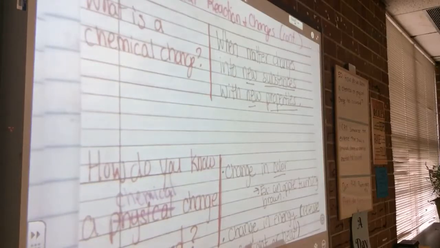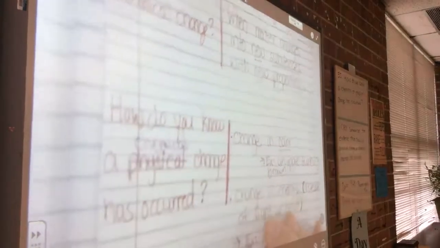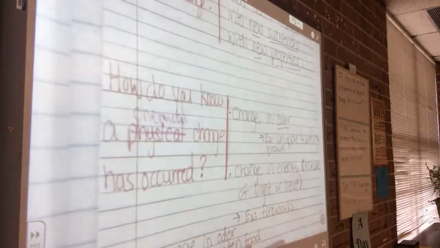I made a boo-boo on the next part, so that's why I crossed out physical and put chemical. When you have a chemical change, you know what has happened by a few indicators.